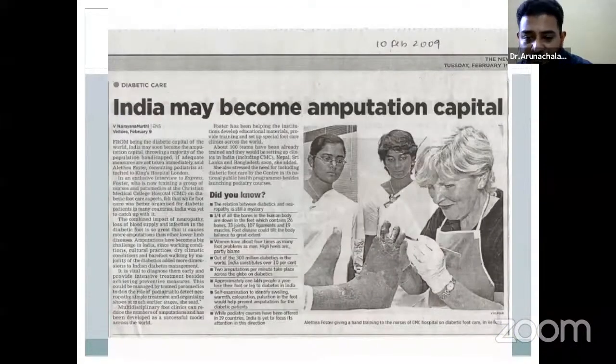This is also in the pipeline, India becoming the headquarters for amputation. And we have a very effective role to play in amputation, both in prevention as well as in management.